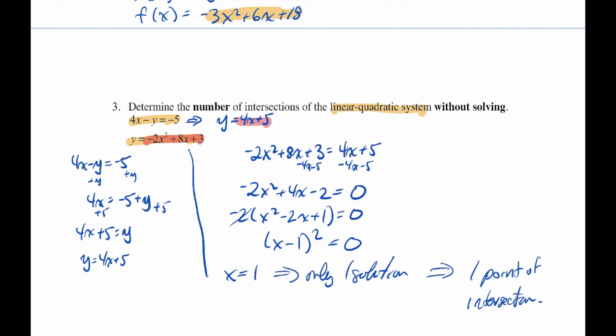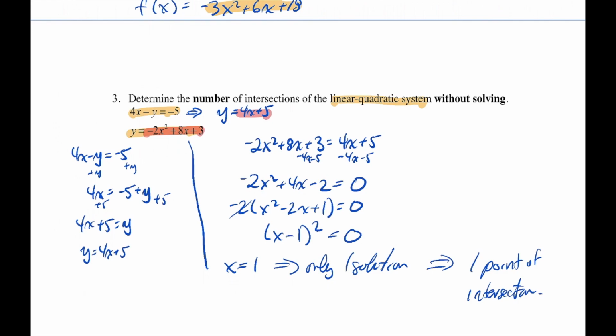Okay. You could have gone and plugged in the original equation, negative 2x squared plus 4x minus 2, used the quadratic formula and the discriminant, b squared minus 4ac, and if memory serves me right, you would have gotten 16 minus 16, and that would equal 0. So in other words, the discriminant would have been 0, and that tells us there's only one solution. Therefore, in the context of this question, there's only one intersection.